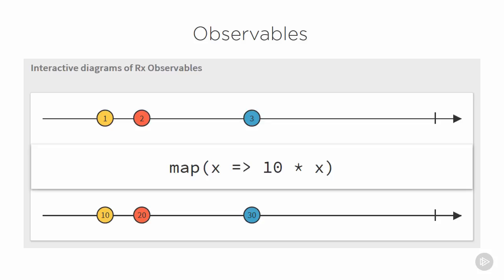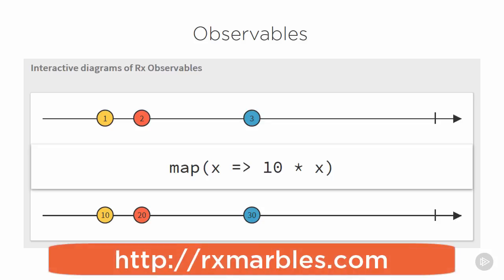This depiction is called a marble diagram and is helpful for visualizing observable sequences. This is a screenshot from RX Marbles at this URL.